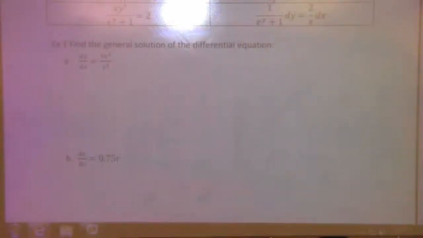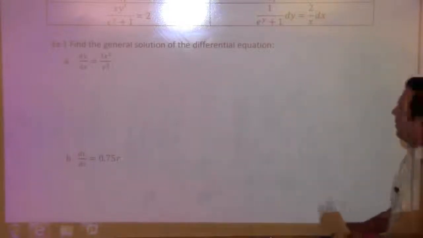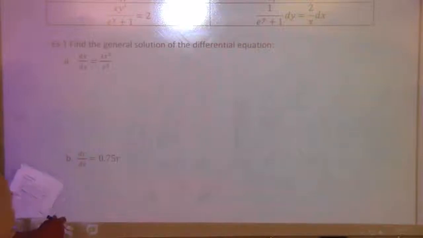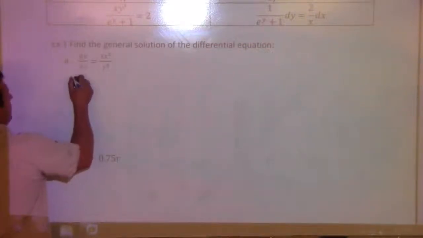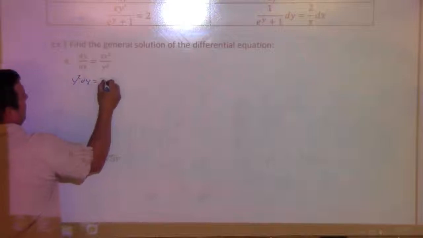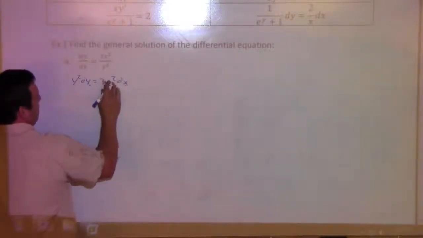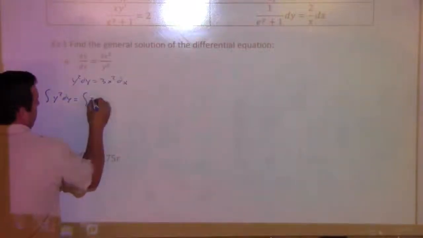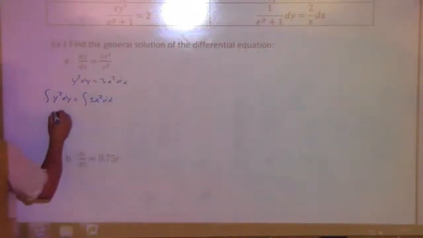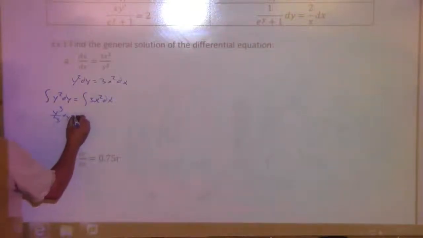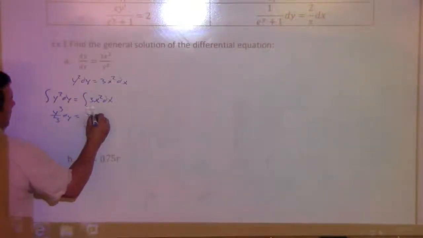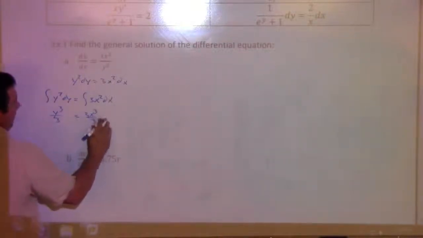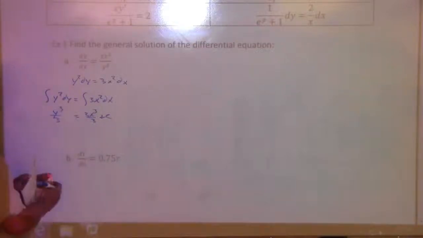So example 1 says find the general solution of the differential equation dy dx equals 3x squared over y squared. So y squared dy would be 3x squared dx. The integral of y squared dy equals the integral of 3x squared dx. So y cubed over 3 equals 3x cubed over 3 plus c. So obviously those 3's are going to go away.